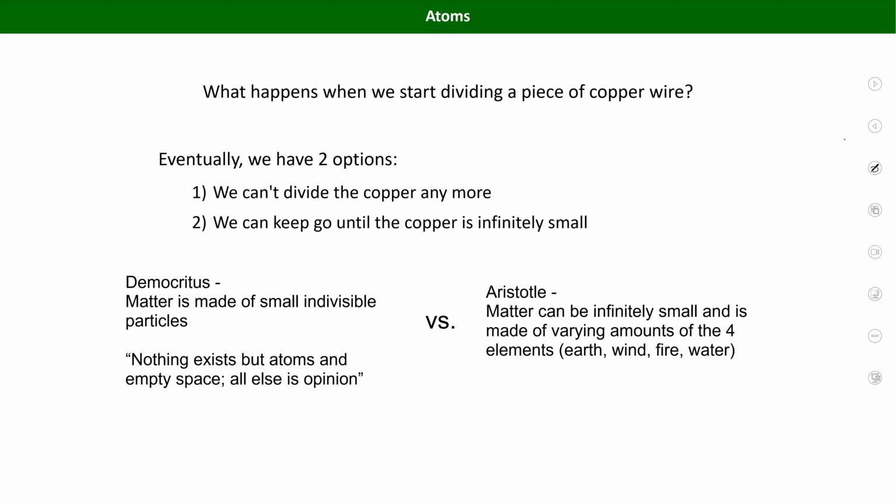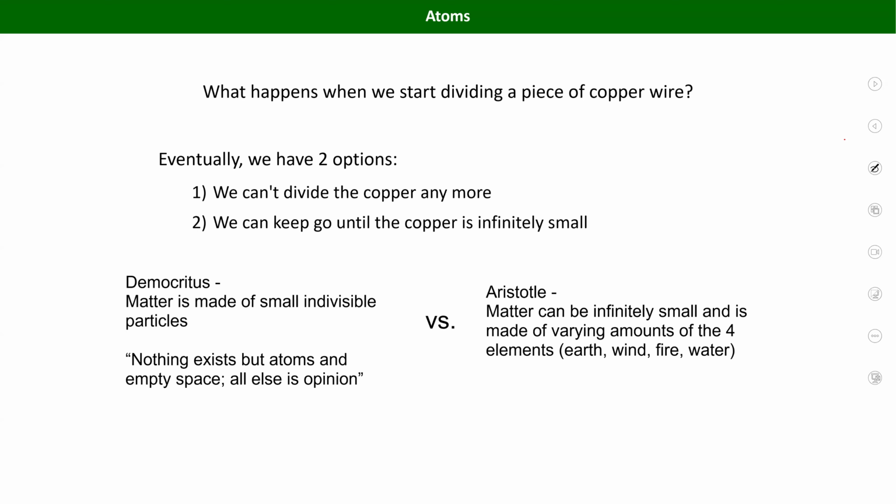So this debate started because this is what happens when we start dividing a piece of copper wire. They knew about copper at that point. It was soft enough that you could take a pair of shears and actually cut it. So they would take a piece of copper and cut it in half. And then they would take that and cut it in half again. And then in half again. Eventually you get to the point where the shears can't cut the copper wire anymore. Pretty quickly you get a piece of copper that's too small to actually be cut with shears, right?